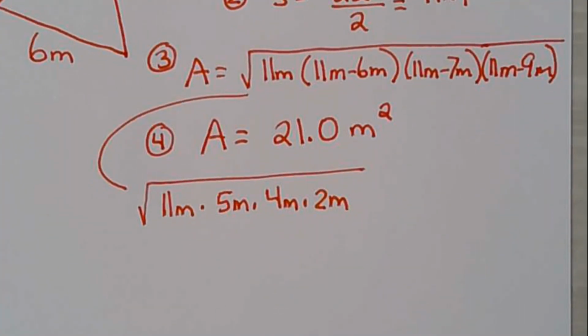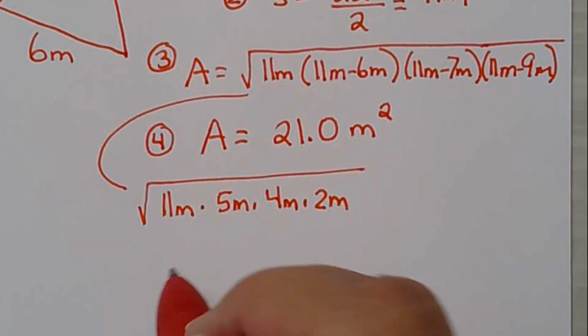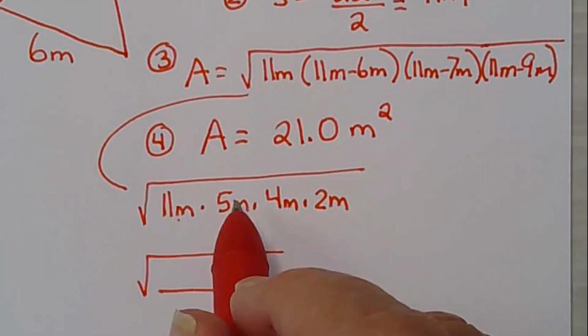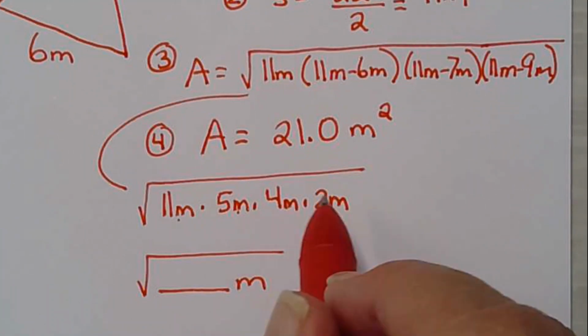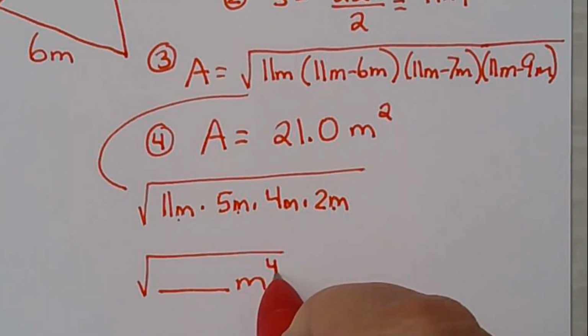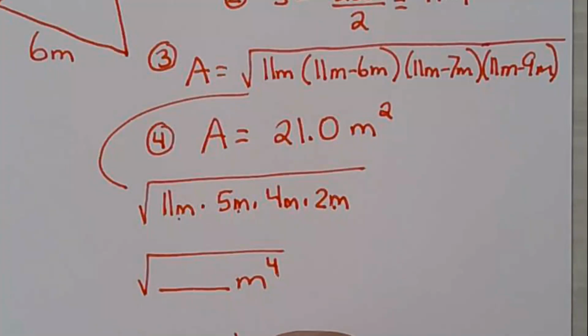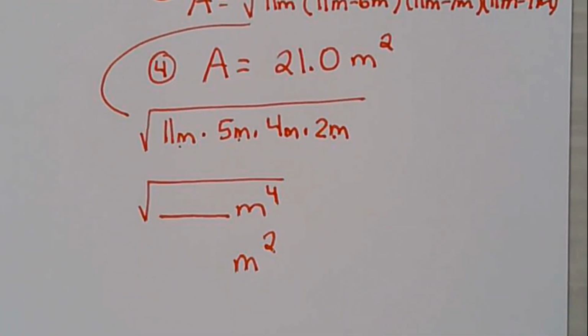So I multiply that out and I get a number. And then what's my unit? If I have meters times meters times meters times meters, don't I have meters to the 4th power? And then if I take the square root of meters to the 4th power, won't that give me meters squared? So that's just showing you that your area is going to come out in square units, like area is supposed to come out in square units.